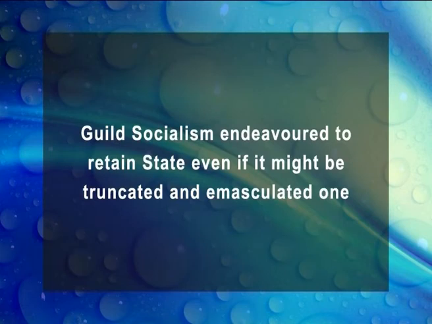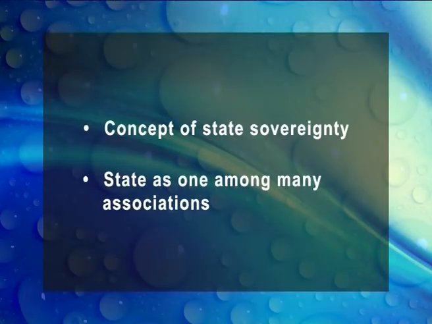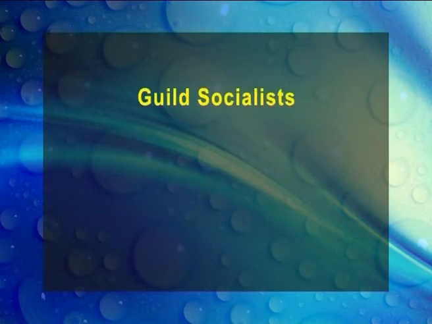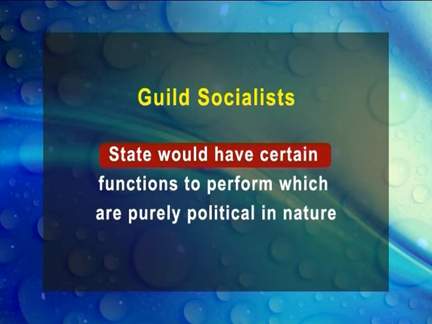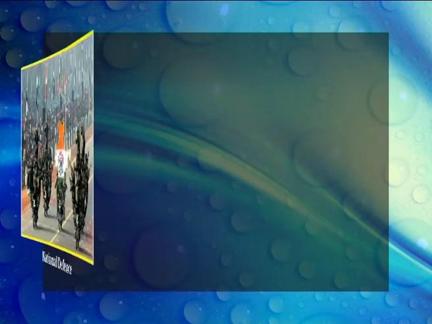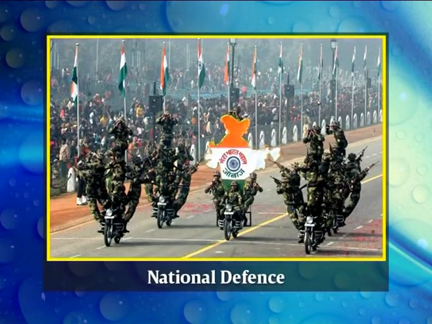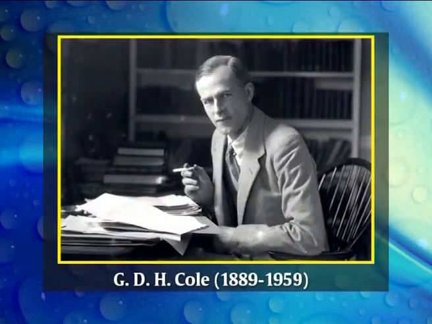Unlike syndicalism, Guild socialism endeavored to retain the state even if it might be a truncated and emasculated one. They recognized the state though with a limited role. They denounced the concept of state sovereignty and considered the state as one among many associations. Moreover, according to Guild socialists, the state would have certain functions to perform which are purely political in nature, for instance, national defense, etc. According to G.D.H.